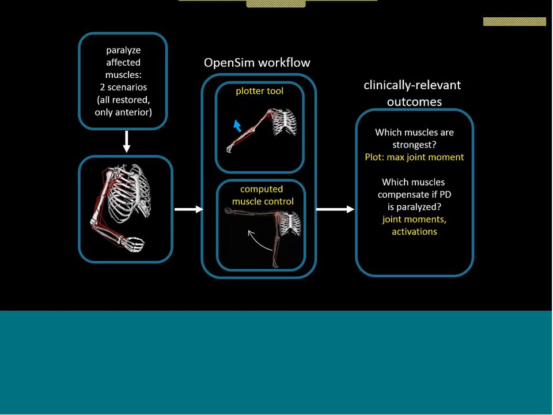Then we use two assessments. We use the plotter tool in OpenSim to calculate the isometric joint moment in a given posture shown there, and also used computed muscle control to simulate some submaximal movement tasks, and looked at the joint moments and activations of the muscles under both scenarios to identify which muscles are compensating when posterior deltoid in particular is paralyzed.